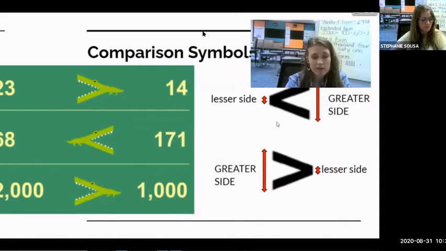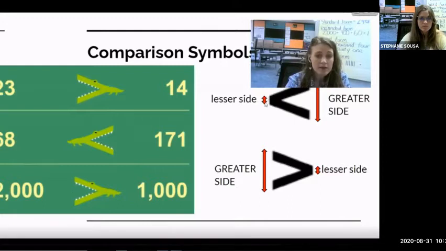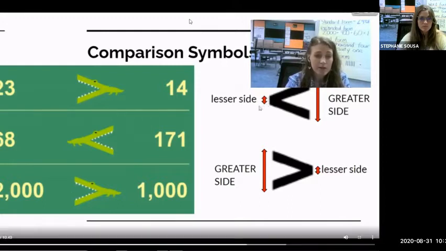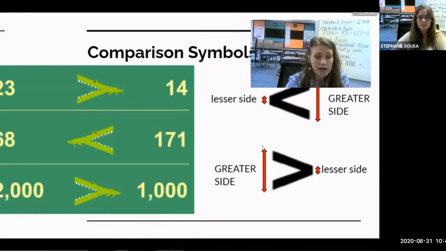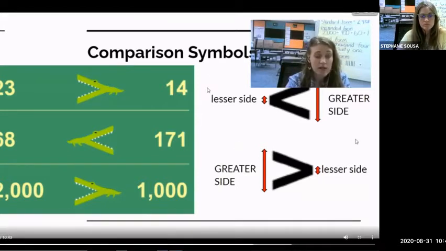Another way to remember this is that it's the same symbol, it's simply turned a different direction. When we see the lesser side or the smaller side first, we read this as less than. When we come across the greater side or the larger side first, we read this as greater than. There are 2 visual representations to help you remember this symbol.